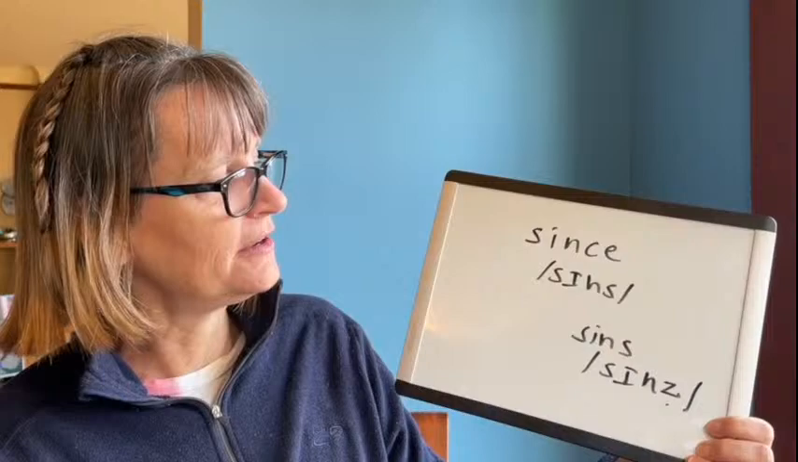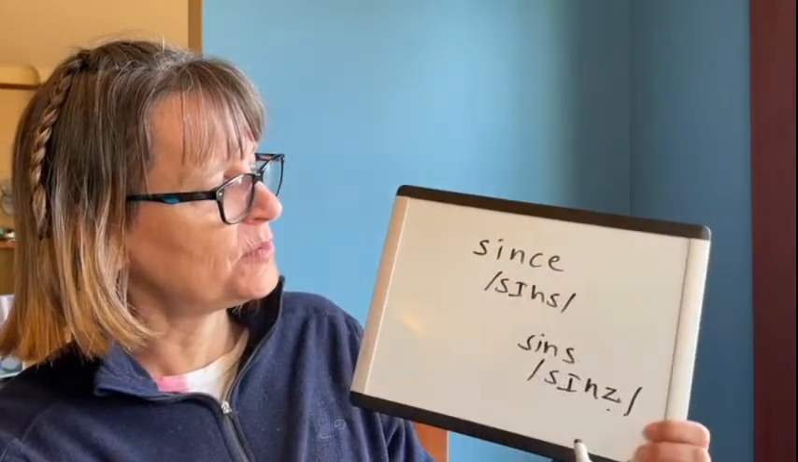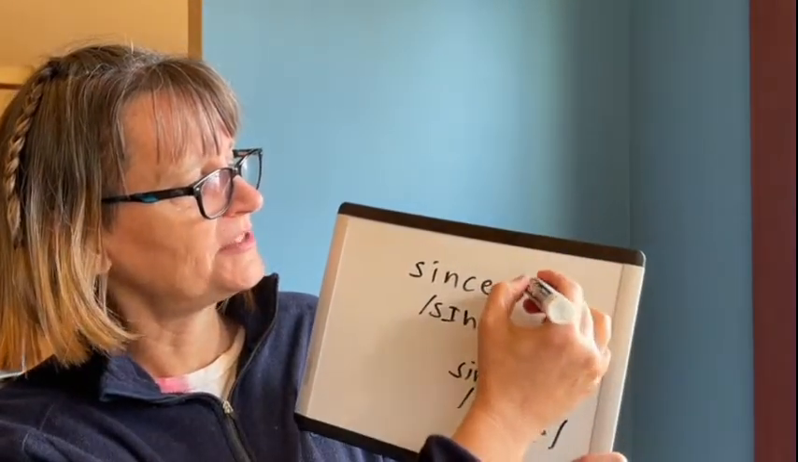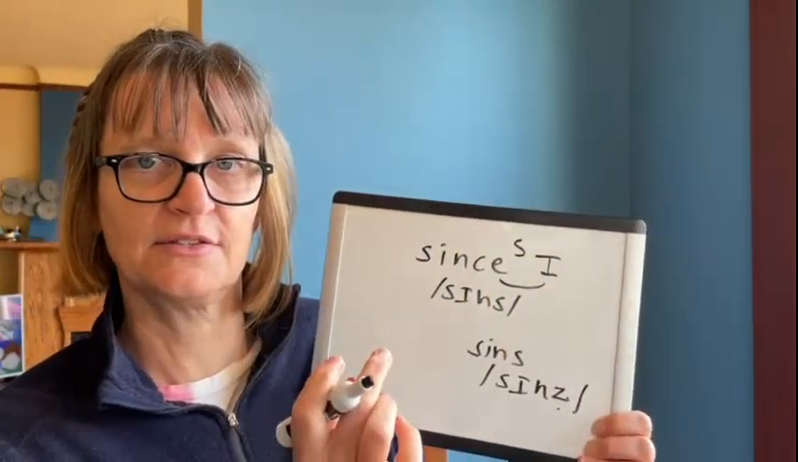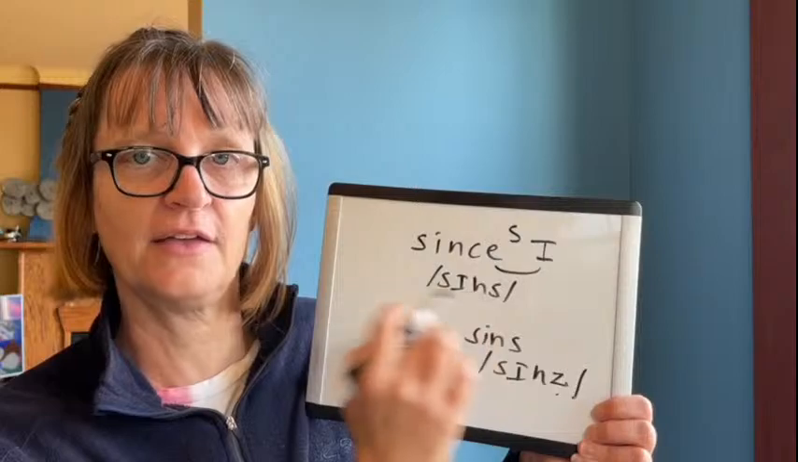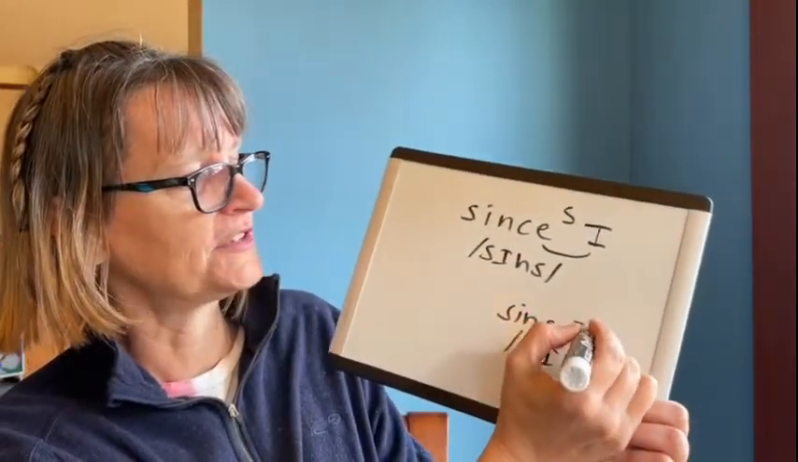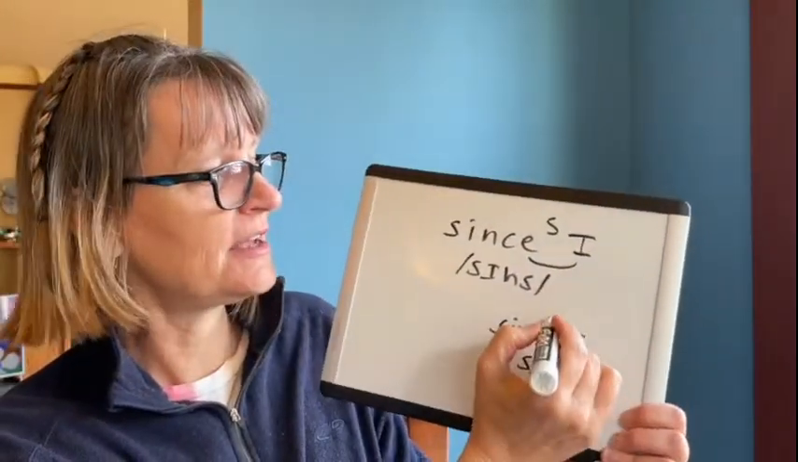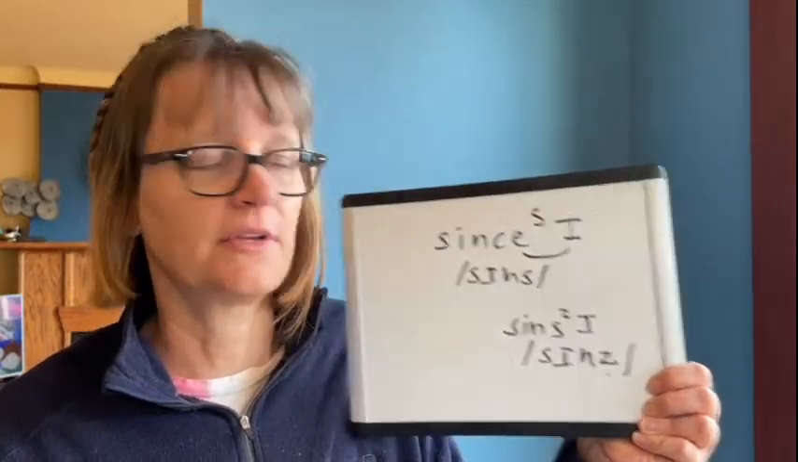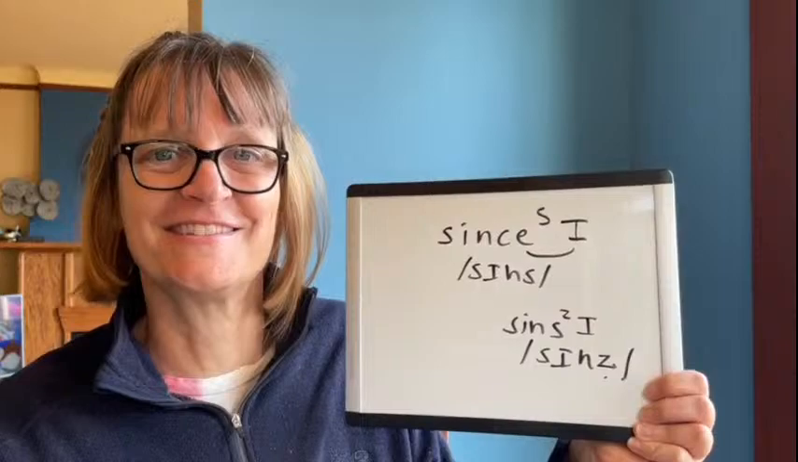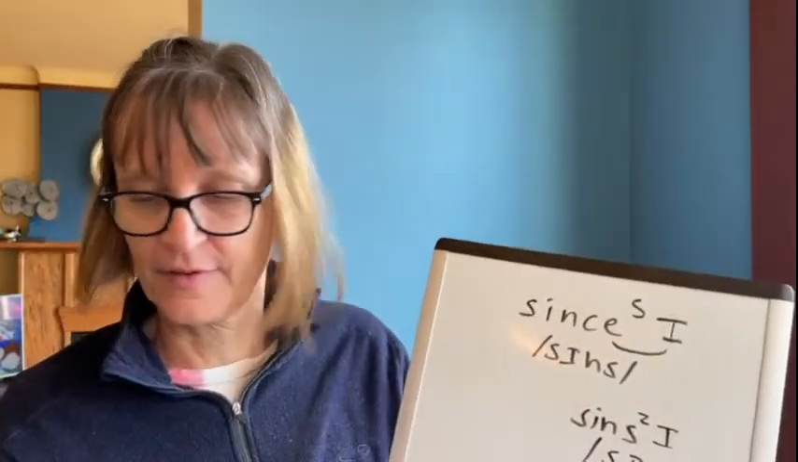And where we hear that is mostly when we link. So if I'm saying since I, I'm really going to hear that S sound on the I, since I, versus sins I committed, sins I. I'm going to hear more of a Z as I connect those two. So that's the difference between since and sins. Good follow-up on that initial question.